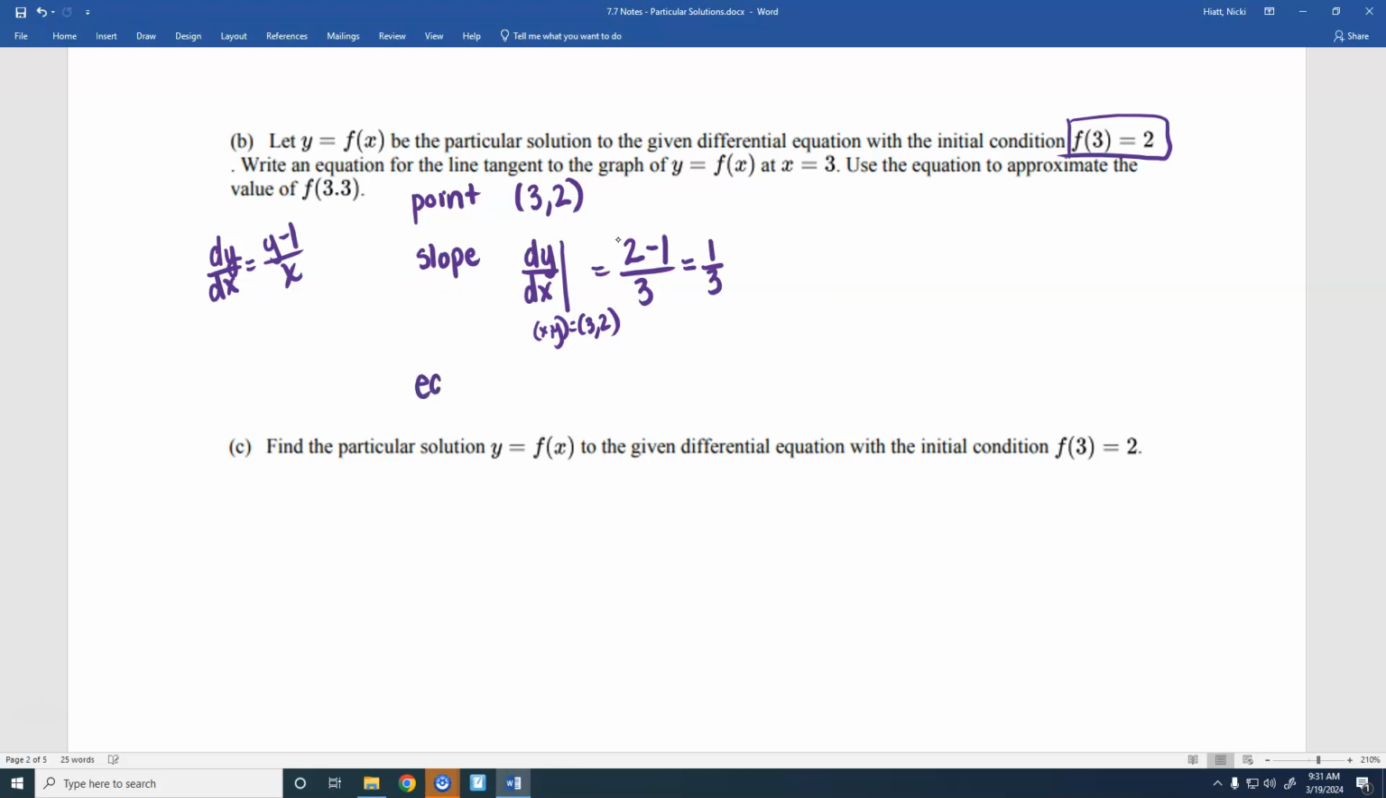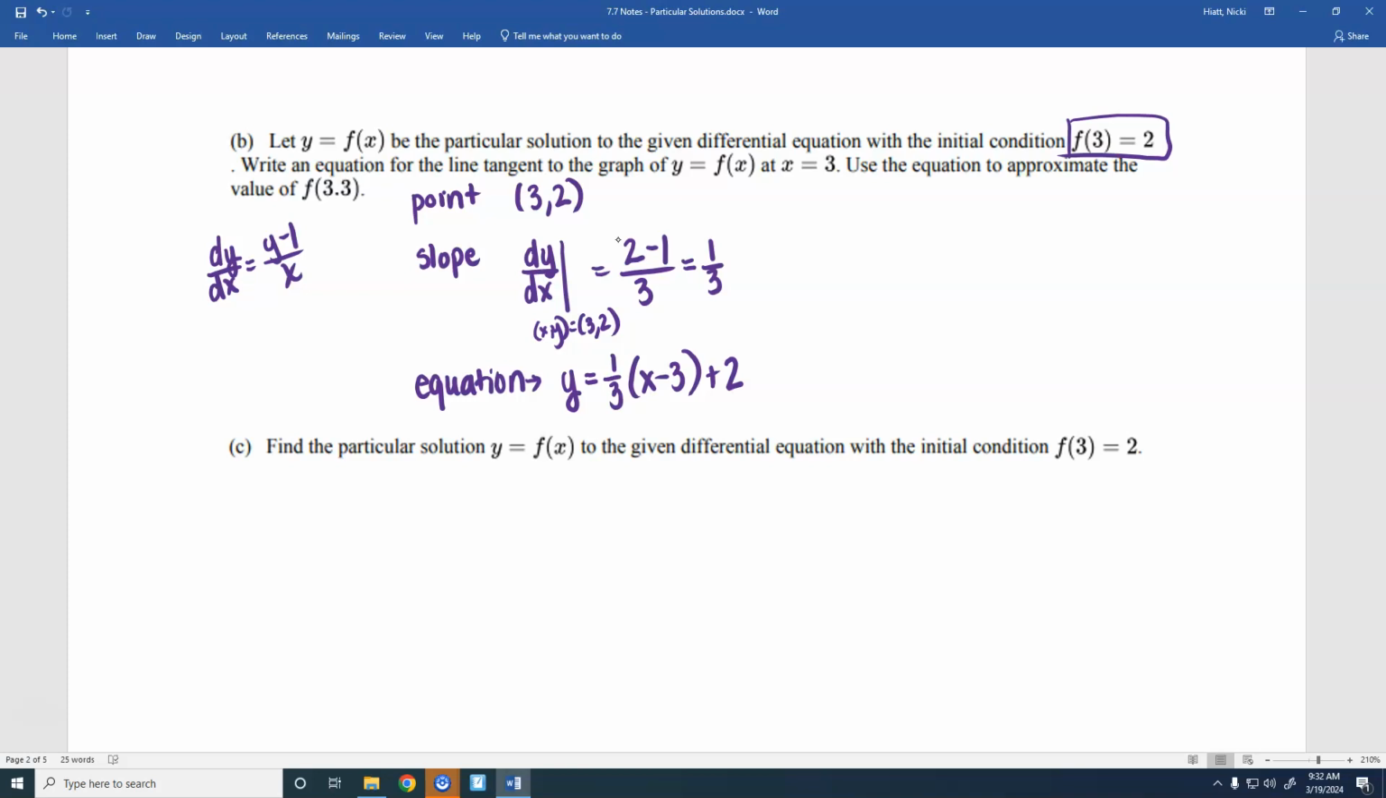And then we will have our equation. That's the third thing. And our equation is y equals 1/3 x minus 3 plus 2. Everybody okay here? We've done this many times. It's just not been in conjunction with the differential equation.